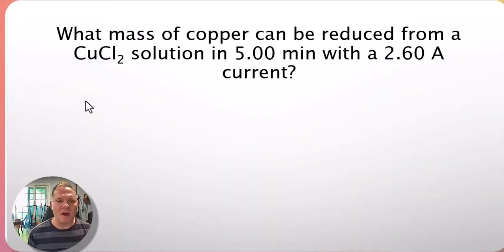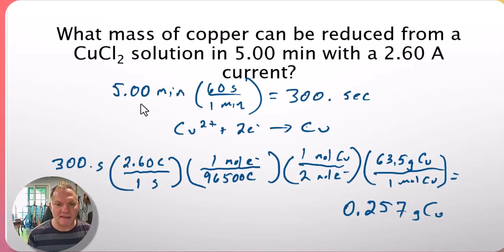All right, so here's the first question. What mass of copper can be reduced from a copper chloride solution in 5 minutes with a 2.60 amp current? So the first thing we need to do is just talk about the reduction of copper. We know that copper has an oxidation state here of +2. So it would need 2 moles of electrons to get 1 mole of copper. So to speed things up, I've just shown the math here. The first thing I did was take 5 minutes and convert that to seconds. So I have 300 seconds. We already said 1 mole of copper is going to require 2 moles of electrons.